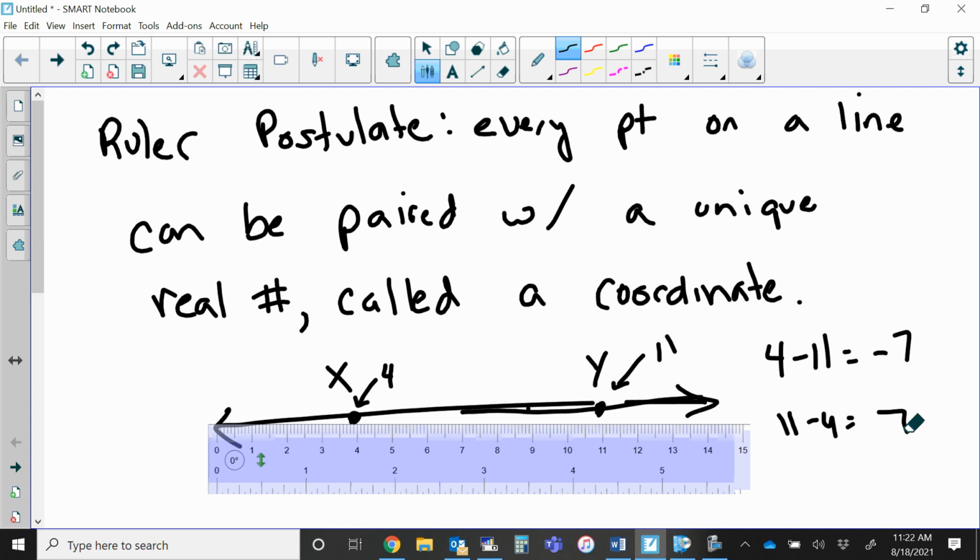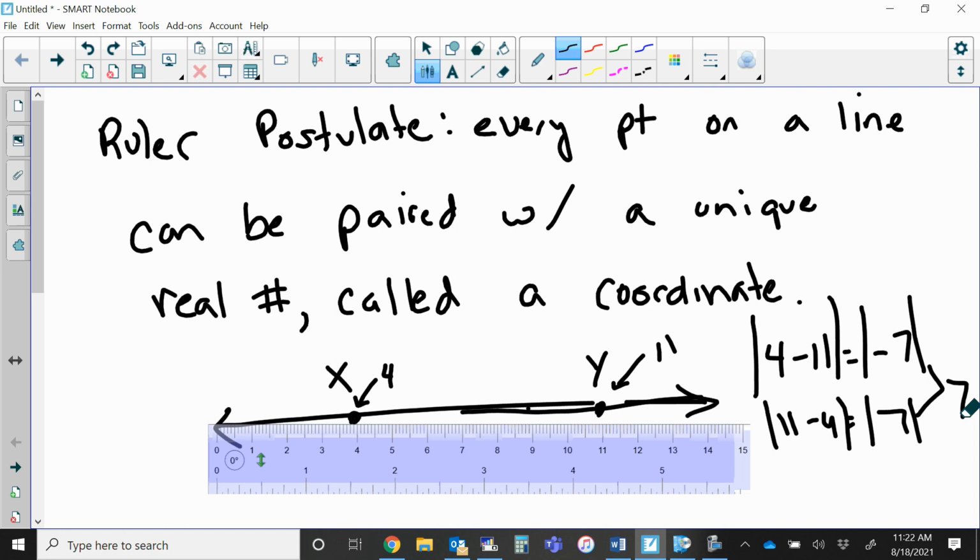So how do we take care of that so they are the same? For distance, we only worry about the absolute value of the difference between the two. Because what happens when you put absolute values, what comes out? A positive 7. So a negative 7 turns into a positive 7. A positive 7 stays positive 7. You guys should have seen absolute values from Algebra 1, maybe even a little bit before.